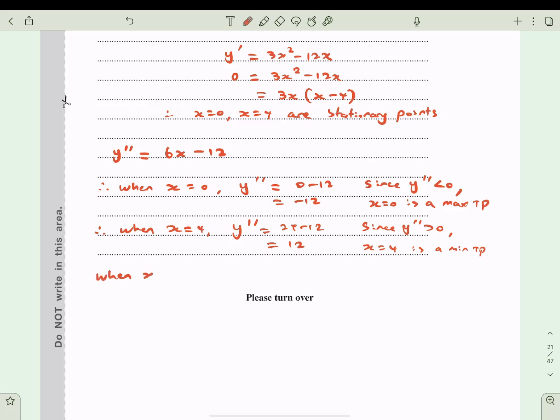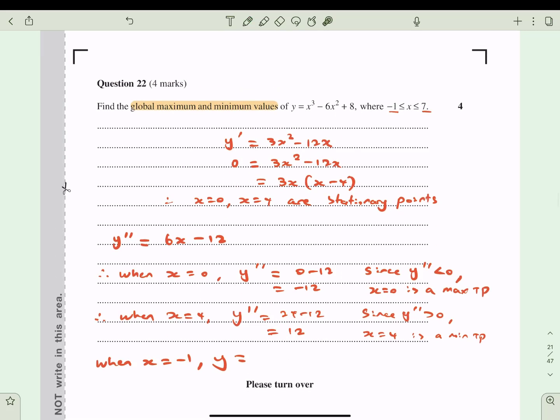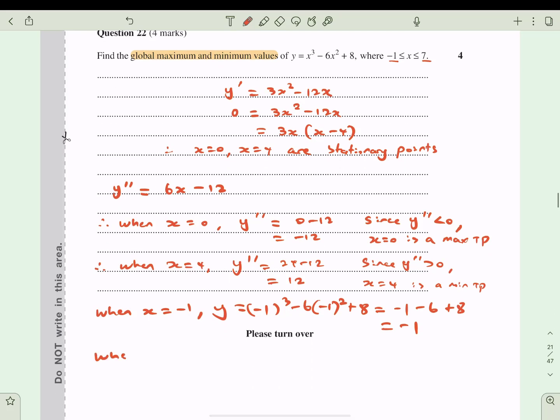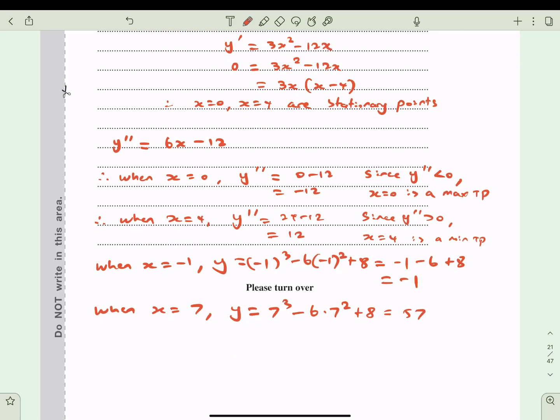When x equals -1, y is equal to, looking back at our equation, this expression here, -1 cubed minus 6 times -1 squared plus 8, which is equal to -1 minus 6 plus 8, which is equal to -1. When x equals 7, my other endpoint, y is equal to 7 cubed minus 6 times 7 squared plus 8, and that's going to equal 57. So those are my y values for my two endpoints.